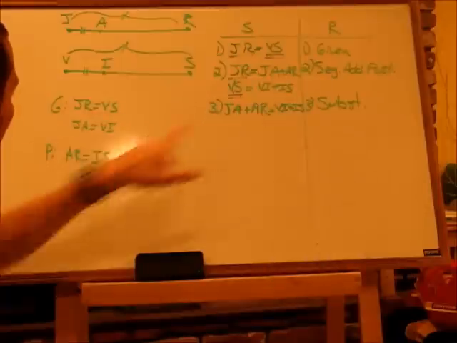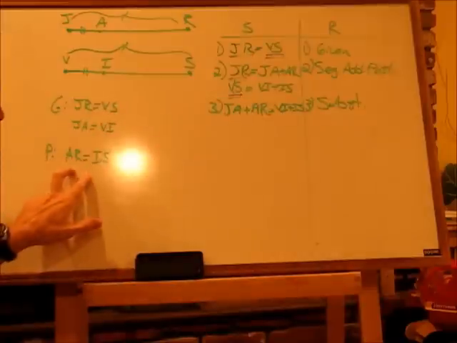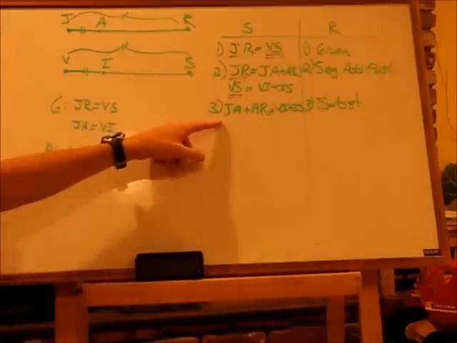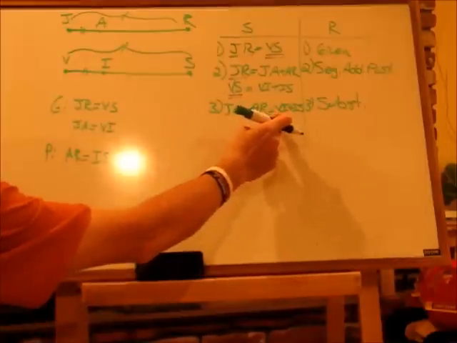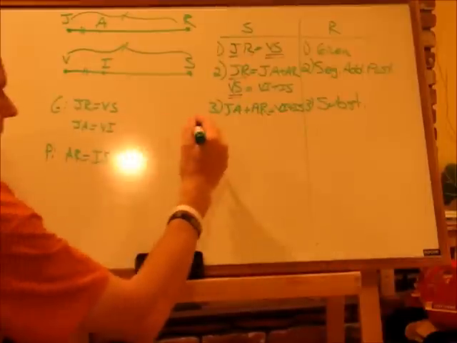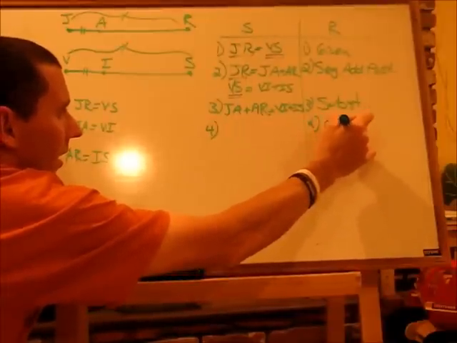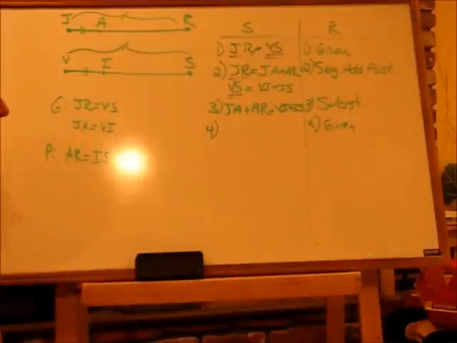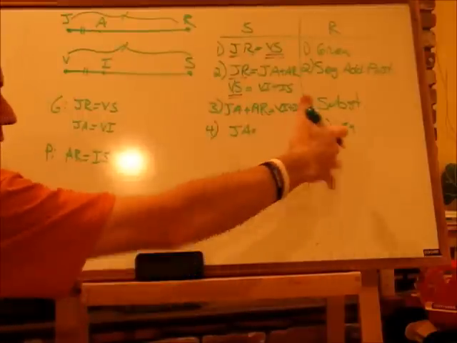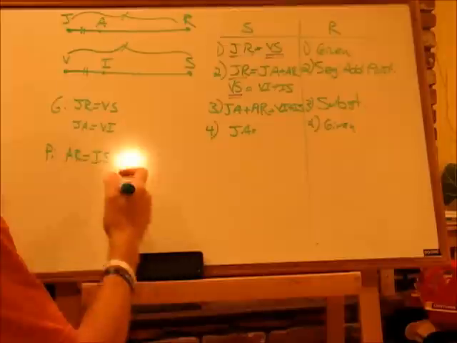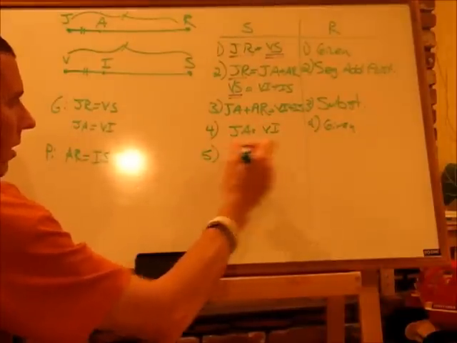So again, we went through the thought process. Get an equation that involves AR, which we did. Get an equation that involves IS, which we did. Get them in the same equation, which we just did. What do we need to get rid of? I need to get rid of JA and VI. Look what we haven't used yet. Other part of the given. Could I have listed all the given up top? You could have. But I like this because it makes sense when we do the next reason as to what we're doing. So we've got JA equals VI, other part of the given.